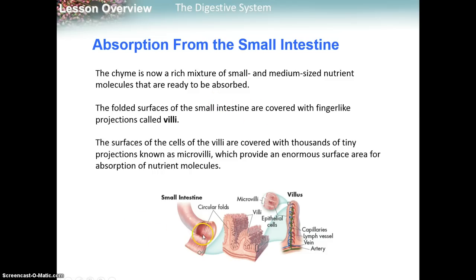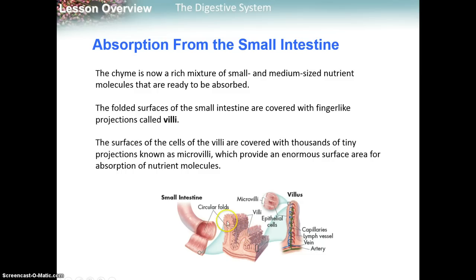If you look at the small intestine from a microscopic view, magnified, you have these little finger-like projections called villi. Well, these are plural, a villus. So both of these would be villi. And on each villus, you have other, smaller finger-like projections called microvilli.